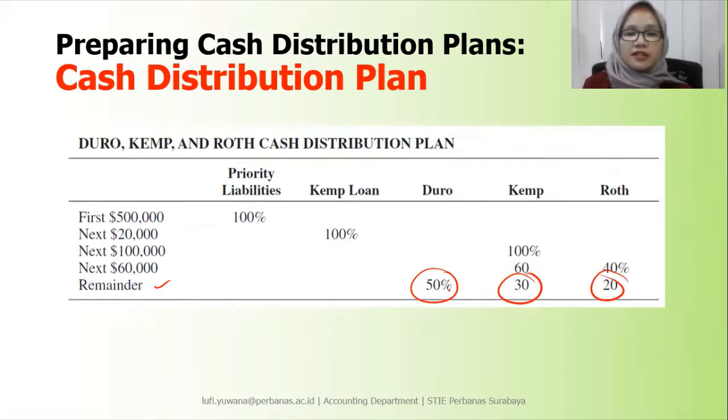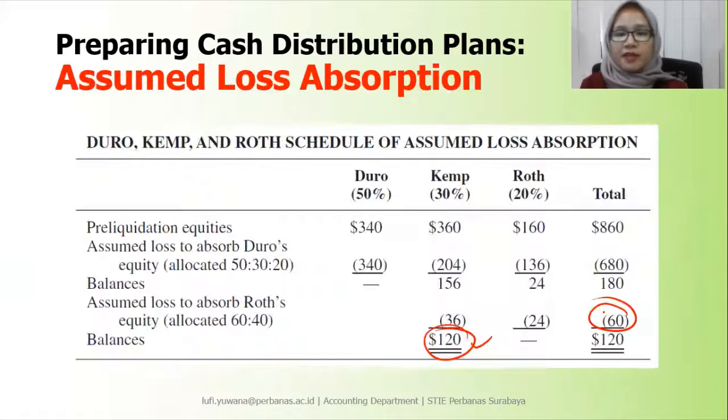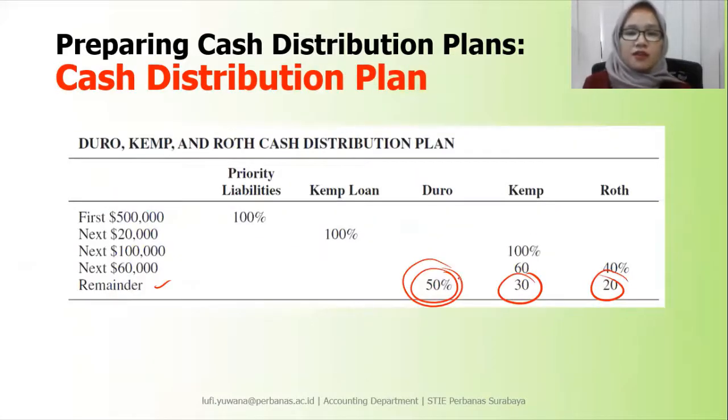So for Duro it is 50%, for Cam is 30%, and Rod is 20%. And why is Duro receiving the allocation here? Because Duro, based on the vulnerability ranking, has the first position as the most vulnerable to losses. So it means that the priority for Duro's cash allocation would be the last, rather than Cam and Rod.